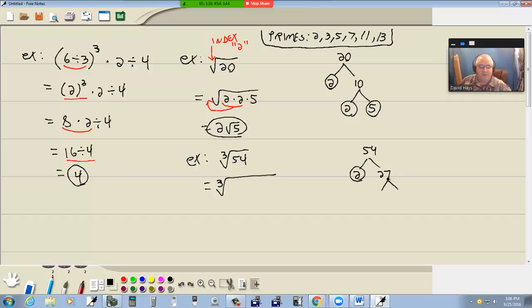Now 27 is not divisible by 2, so go to my next prime, which is 3. And it's divisible by 3. 3 times 9. 3 is prime, so we circle it. And then 9 is 3 times 3. Both of those are prime, so I circle them. So we're going to have 2 times 3 times 3 times 3. Now our index is 3, which means we're looking for a set of 3 of something. In this case, we have three 3s. So they're going to come out in front as a single 3. And our answer will be 3 cube root of 2.